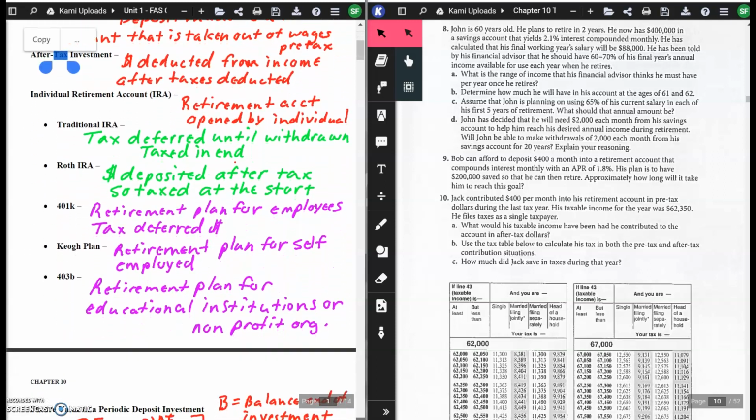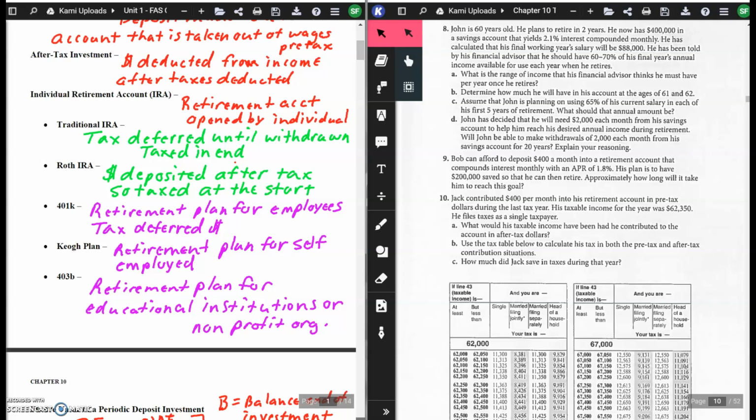You have a traditional IRA. This is tax deferred until withdrawn and taxed at the end. So you'll put money in, no tax taken out, but then when you want to use it, when you're 59 and a half, that's the time where you can take it out without penalty. That's when you're taxed. A Roth IRA, this is taxed at the beginning, so when you take it out at the end, you're not taxed.